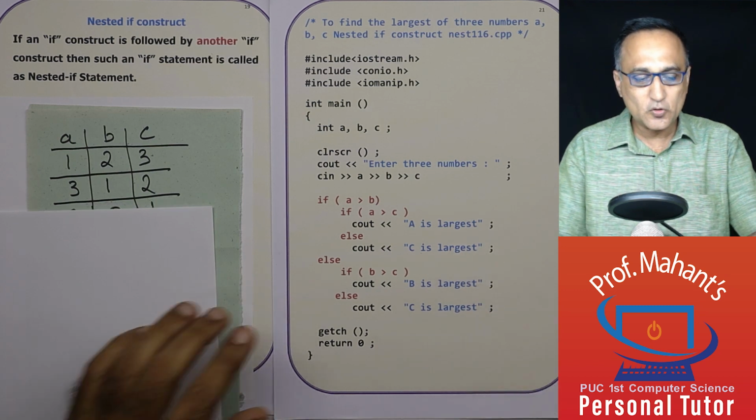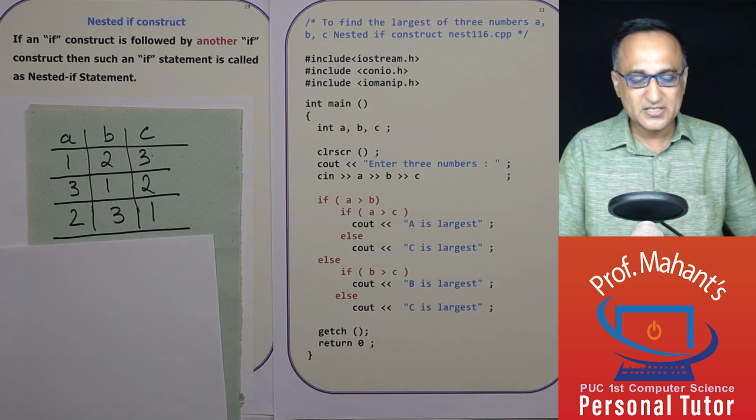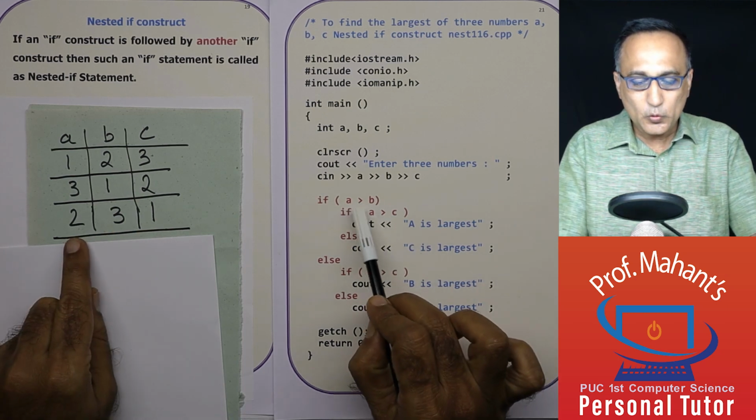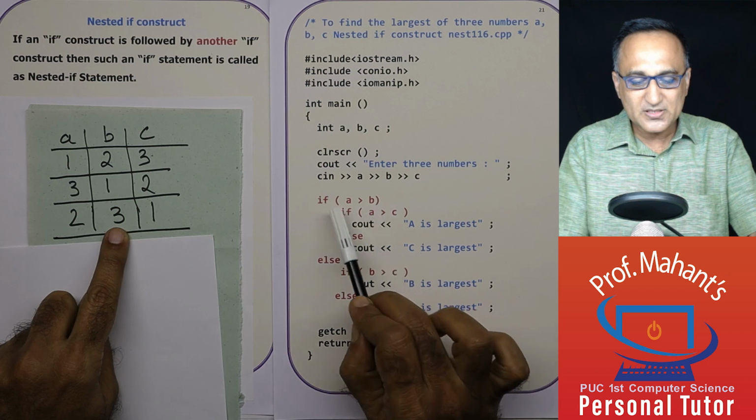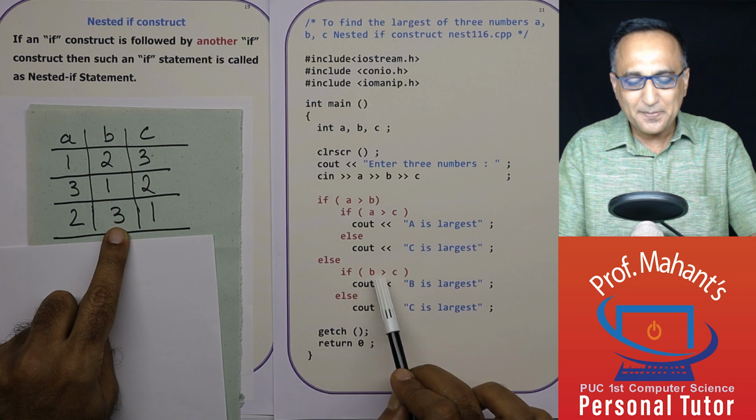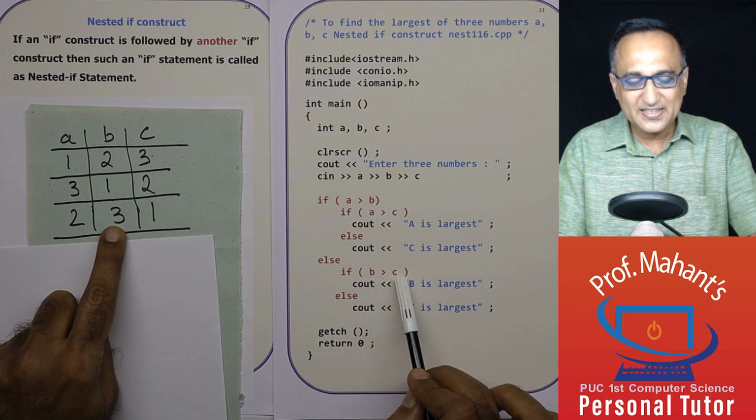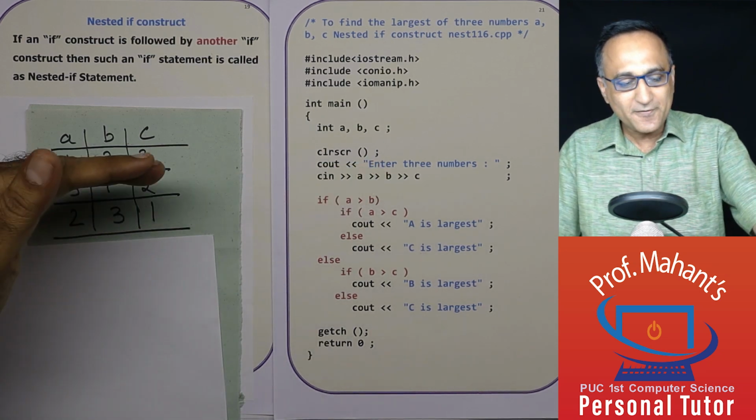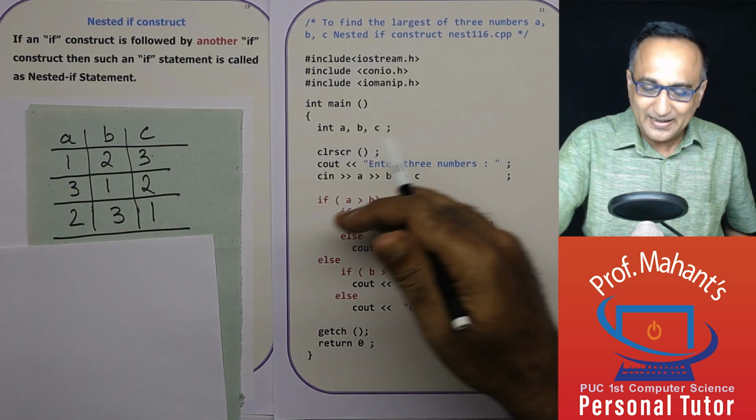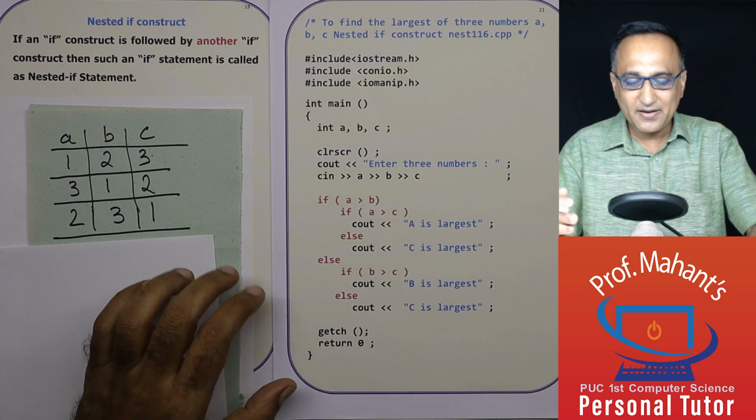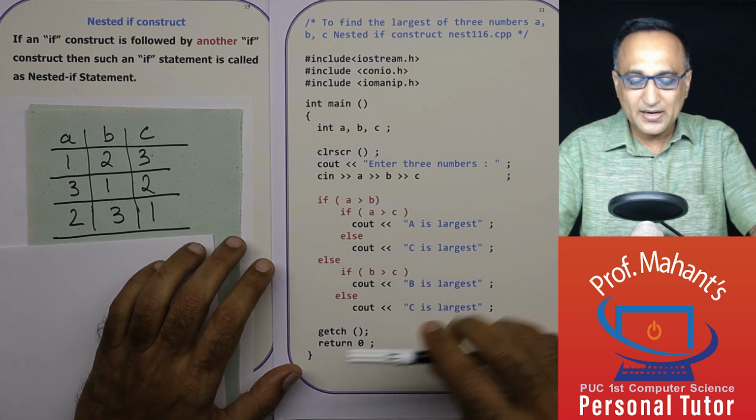All right, so now let's take one more number to understand. A is 2, b is 3, c is 1. 2 is greater than 3 is false. So this if is false, I need to come to this else. Is b greater than c? 3 is greater than 1? True. So b is the largest. This way you can put different combinations of a, b, c and run through this and you will understand what a nested if is. The only way you're going to understand it is by taking sample data and trying to understand it. Let me make it very clear.